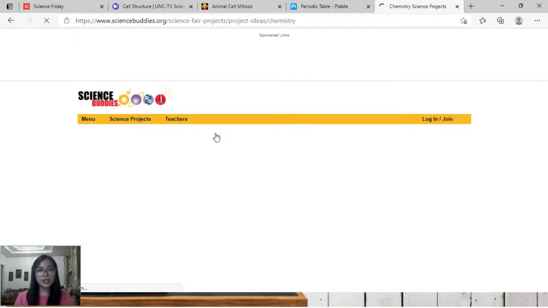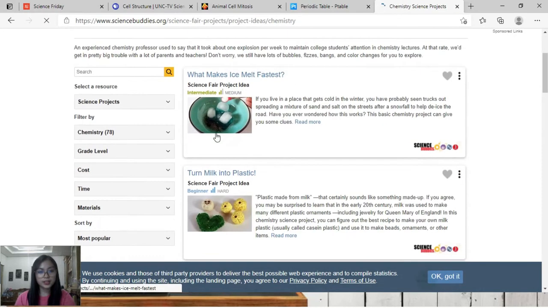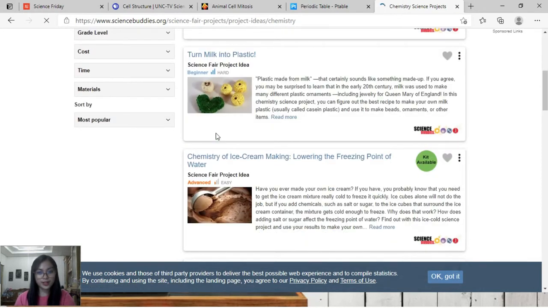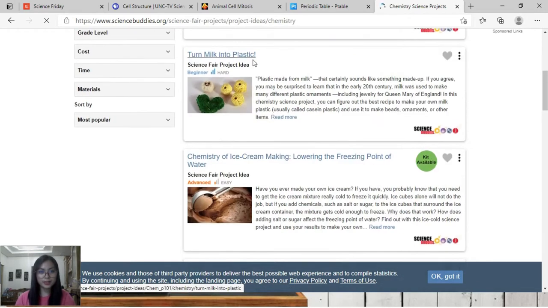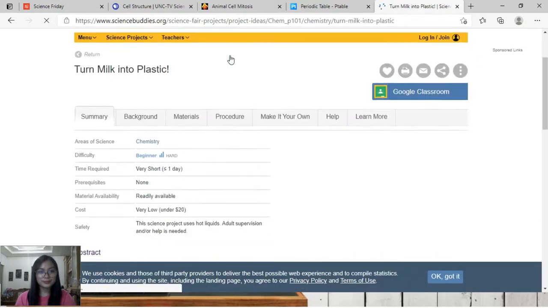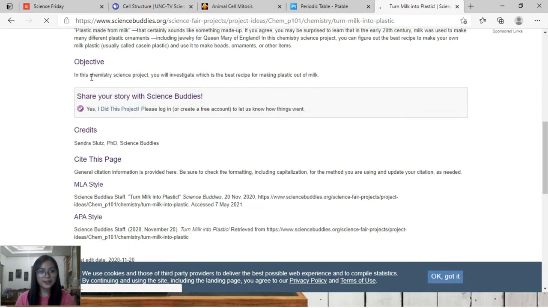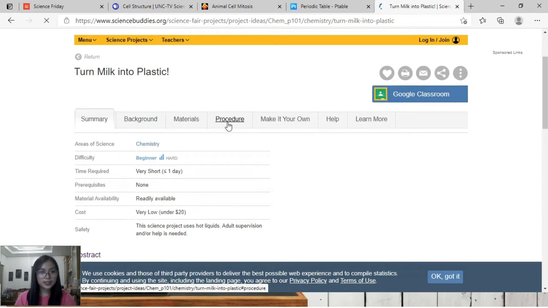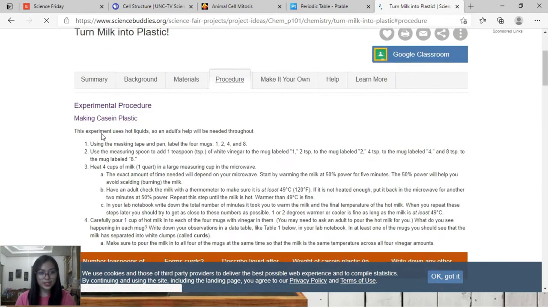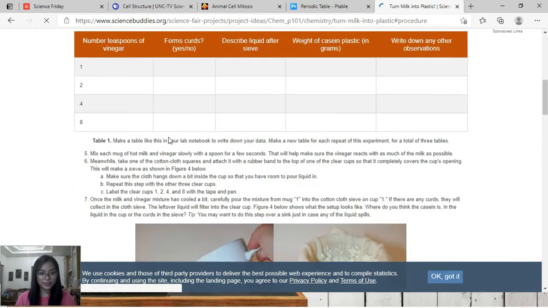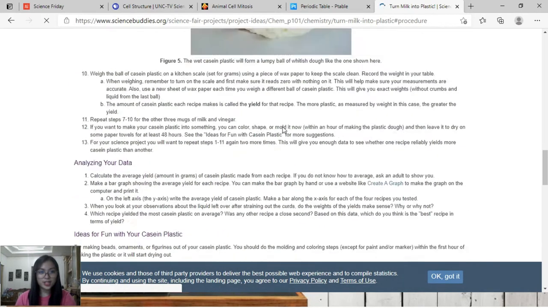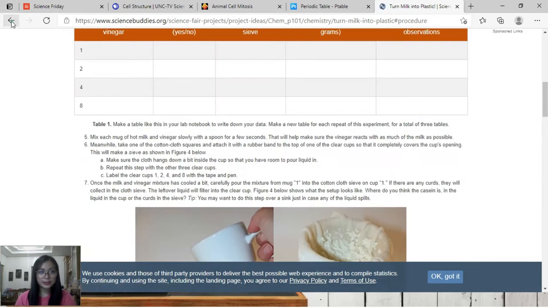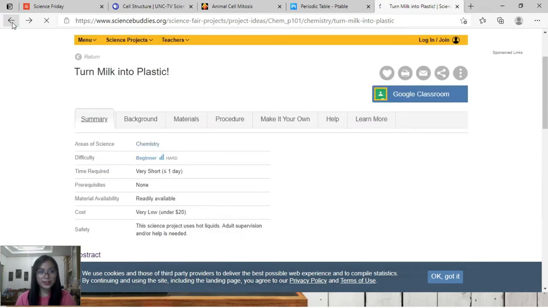So if we are looking for topics in chemistry, there is lots of information here. For example, turning milk into plastic. So here you can have the procedure. These are the different experimental procedures, and the illustration about that experiment. Okay, let's try to have another one.